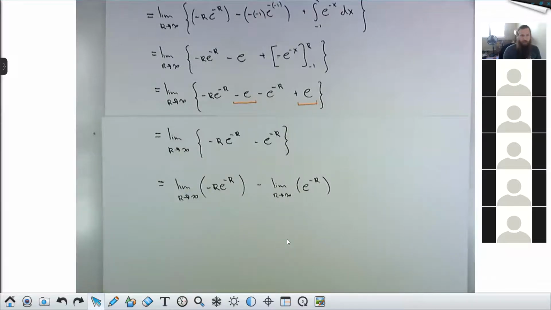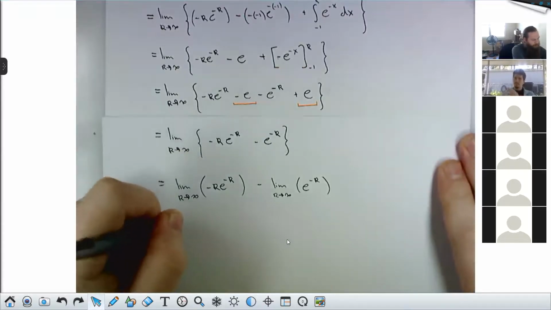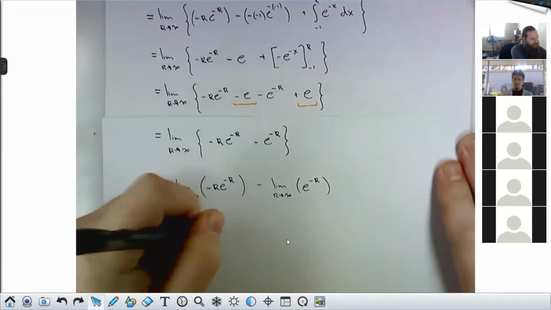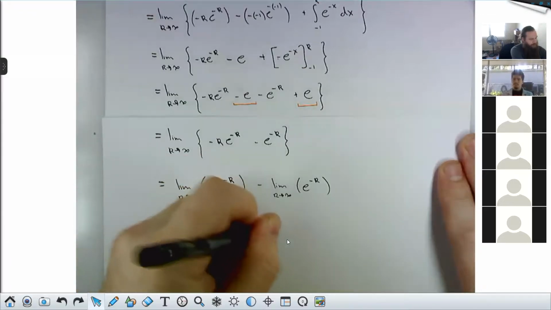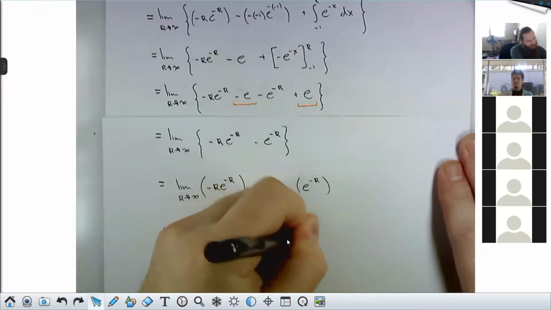One of these is easy, one of them is harder. Which one's easy and why? The e to the -r, because you don't have to deal with as many infinities intersecting. Yeah, good. In fact, I would rewrite both of these as ratios right away. This is the limit as r goes to infinity. This first piece is negative r over e to the r. And then over here I have the limit as r goes to infinity of 1 over e to the r.